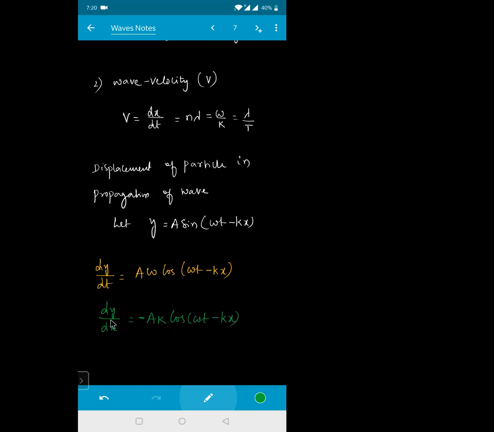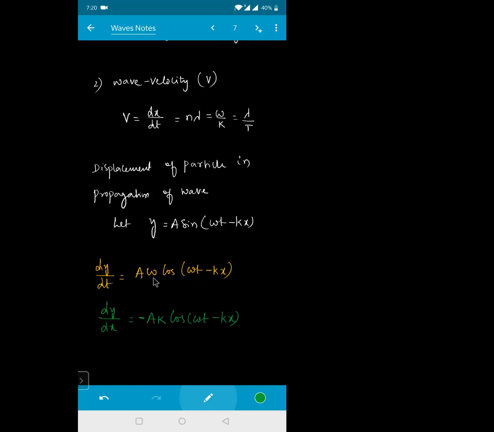I hope everyone has got this clarity. First one, yes sir, I differentiated y with respect to time. And next I differentiated y with respect to x. When I'm differentiating y with respect to time, I'm assuming kx to be constant. When I'm differentiating y with respect to x, I'm assuming time to be constant.